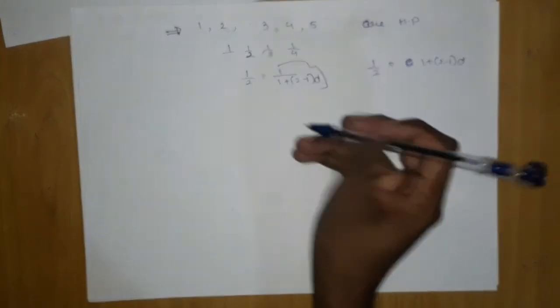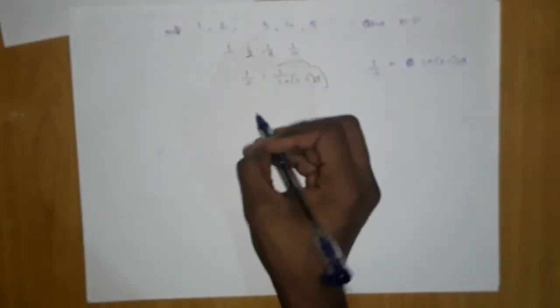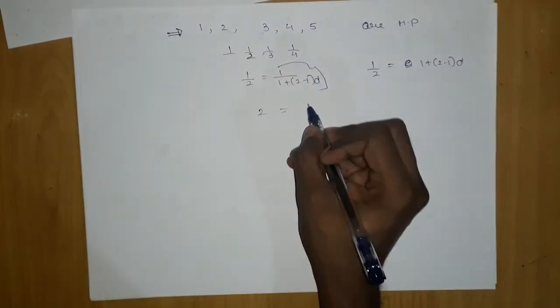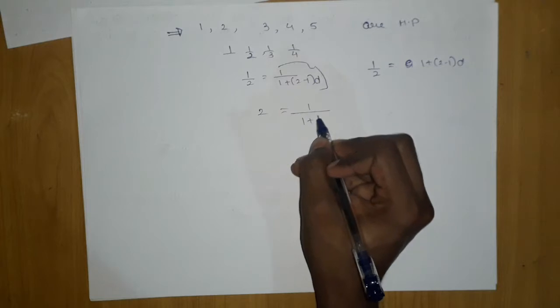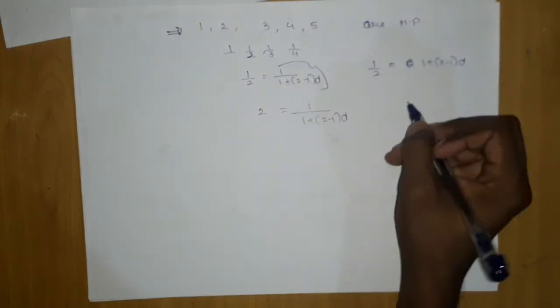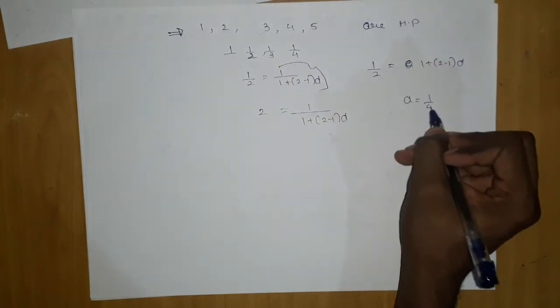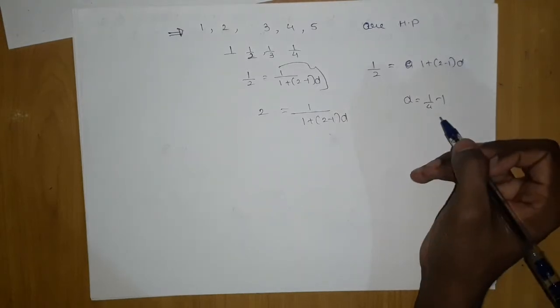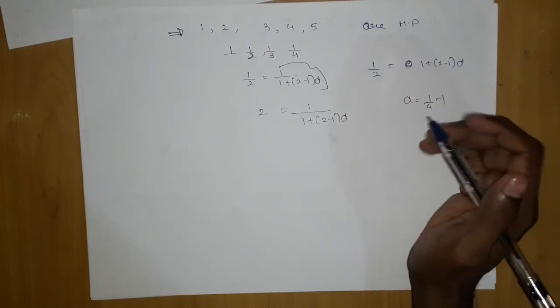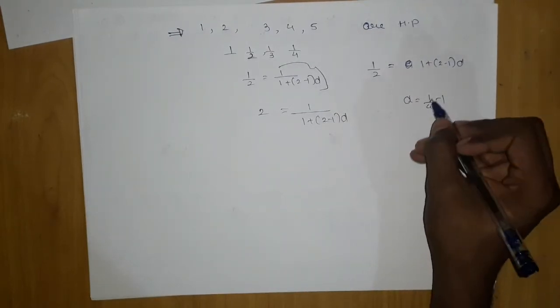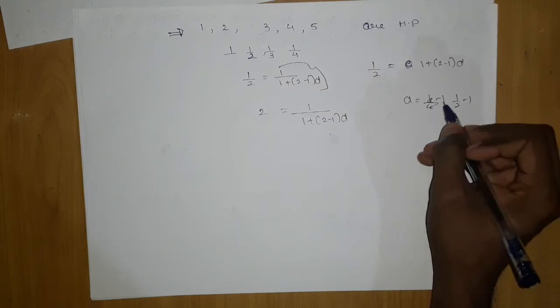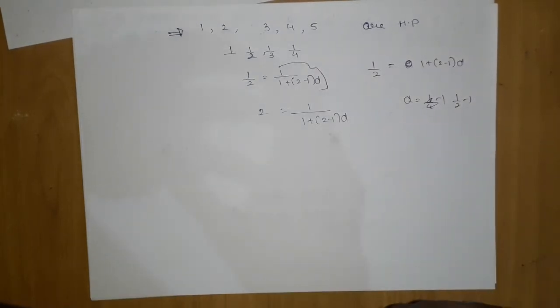Now the other thing which children do wrong: if you don't want to take the terms inverted like this, you have to take the formula inverted, that is 1 upon (1 plus (2 minus 1) into d). But remember, d will be what? 1 by 4 minus 1, like this. So d will be 1 by 2 minus 1. This is the way you do basic calculations in HP.